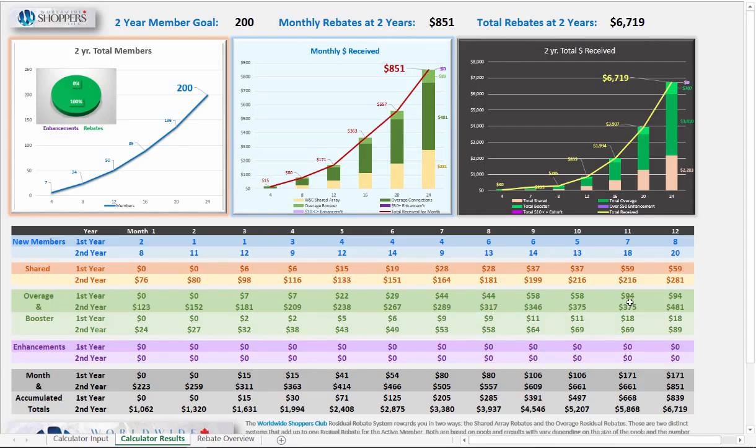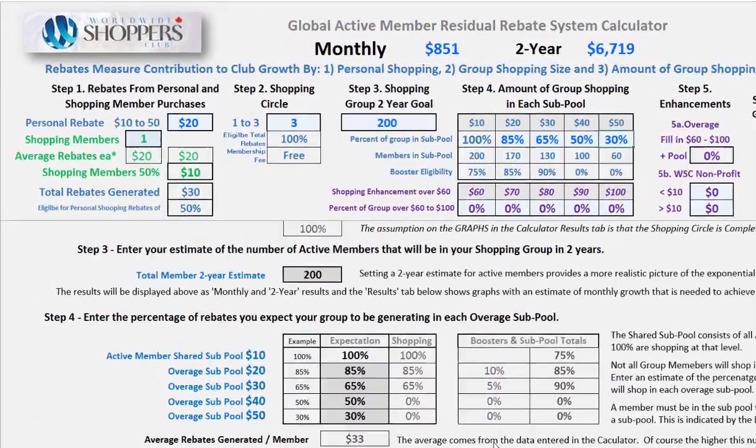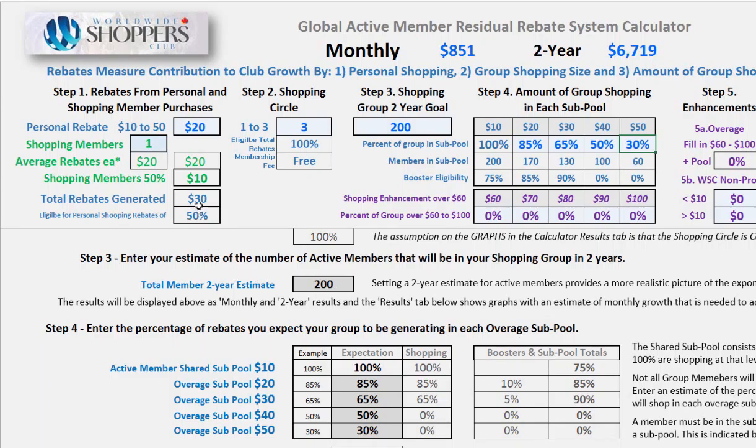So let's go back and look at that overage, because that's an area we need to talk about. Now you're, again, only at the $30 subpool. In order to receive money from a subpool, you've got to be in a subpool. So that means that you will receive money from the 10, the 20, and the $30 subpools. Not only that, you will get boosters. When you're at the 10, you're only going to get 75% of whatever the amount of rebates is generated. Then you're going to get 85% cumulatively, and then you're going to get 90% cumulatively because you're at that $30 level. But you're missing out on the $40 and the $50 pool because you're not there.